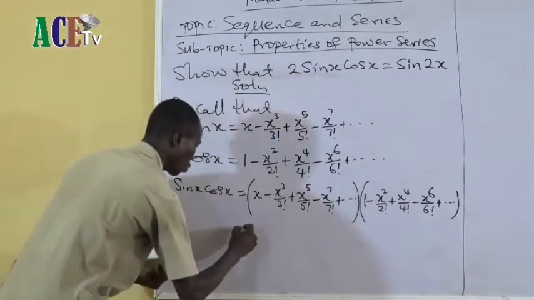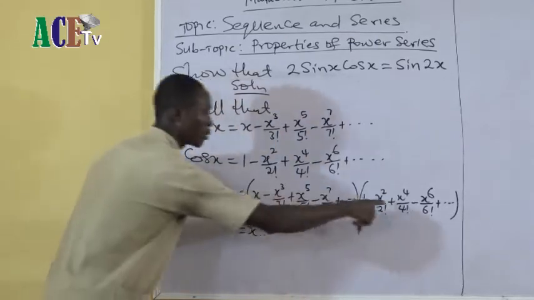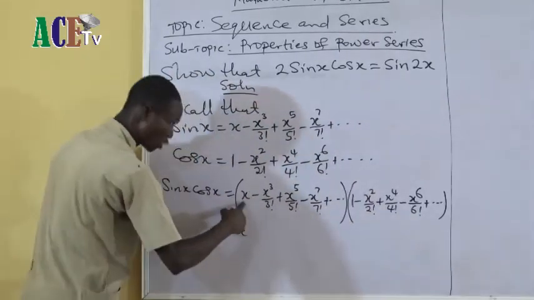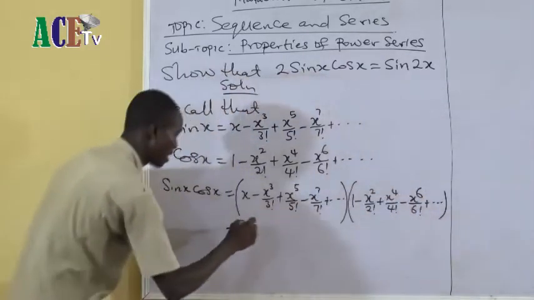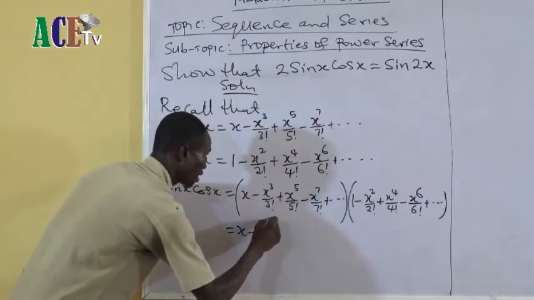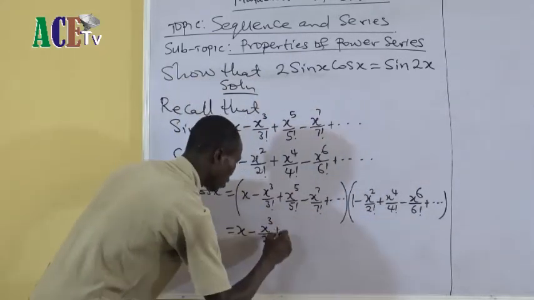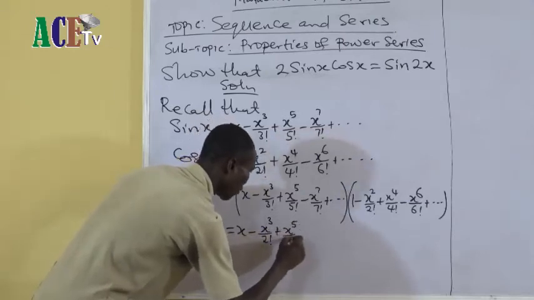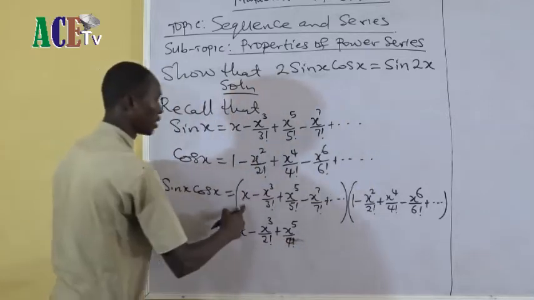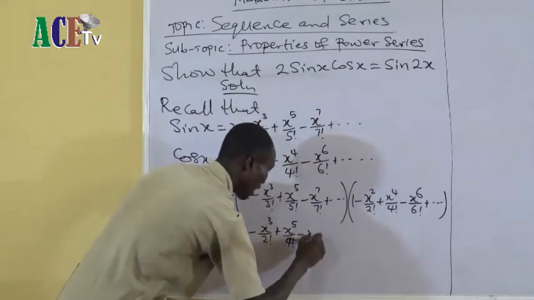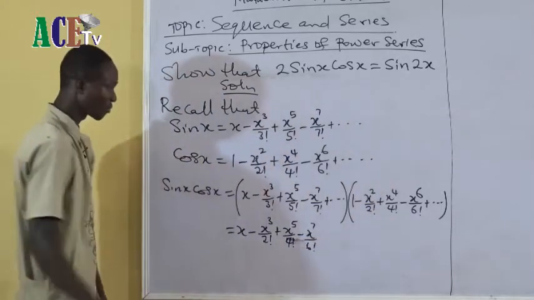Then, if I multiply this by this, I will get x. This by this, I want to use x to multiply this. That's what I mean. Use this x to open this bracket: minus x raised to power 3 over 2 factorial. This and this, x to the power 5 over 4 factorial. This and this is minus x to the power 7 over 6 factorial.